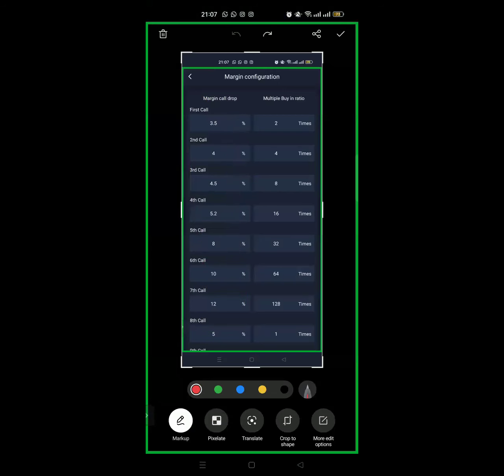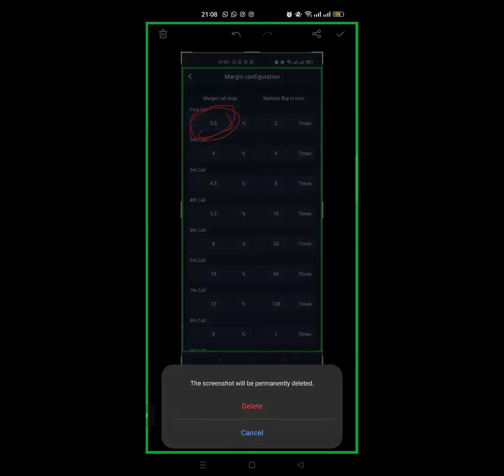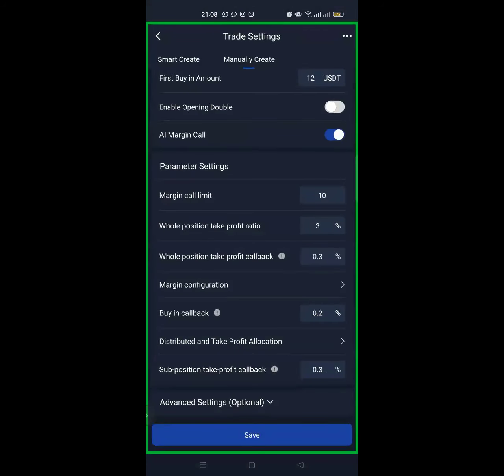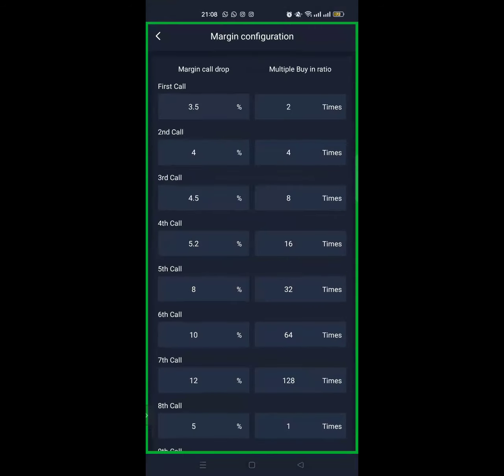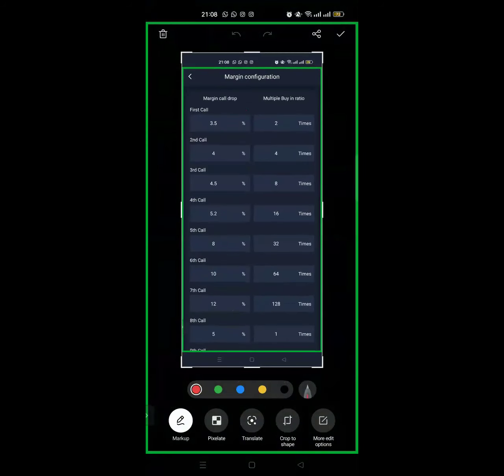So for example, you can see that the first call is 3.5%. From where you enter the market, you set your first buy, you enter the market. Once there is a drop of 3.5%, your robot is not going to immediately buy. It is going to trigger. And that is where your buying callback triggers. So when there is a 3.5% drop, your buying callback has to trigger.